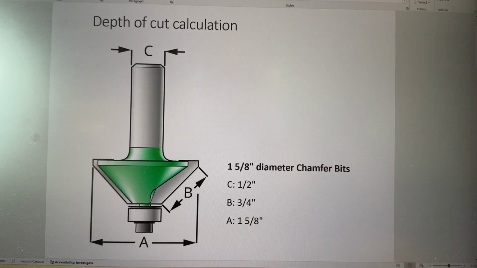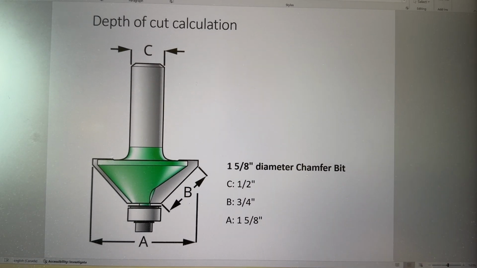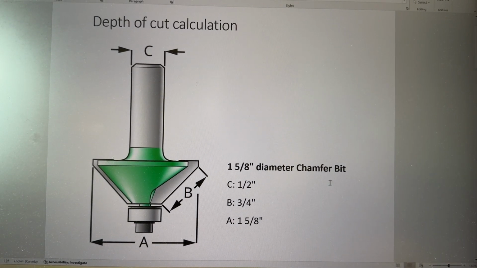So let's take a look at the math here. This is the same image, the depth of cut calculation. And I grabbed one of these, the 1.5" diameter chamfer bit, and I just copied the numbers. Why this is not A, B, and C? Because A is the large diameter on the bottom, B is just visually the length of the cutting edges, just listed here, and C, 1/2 inch, that's up top here.